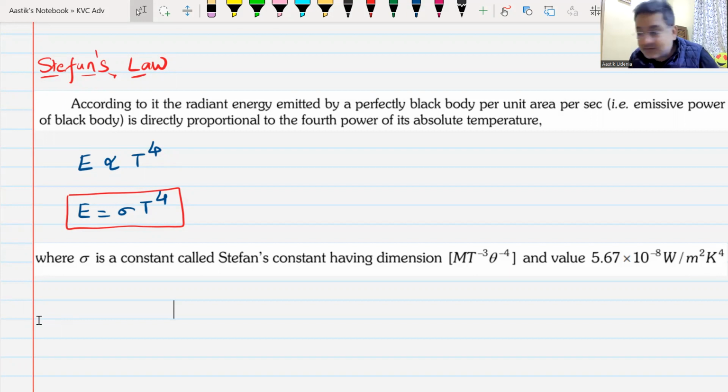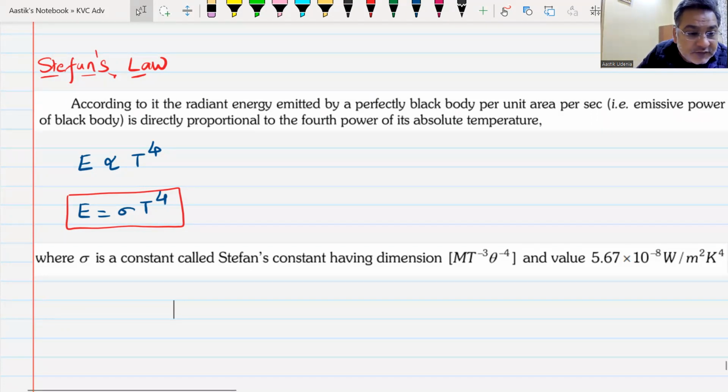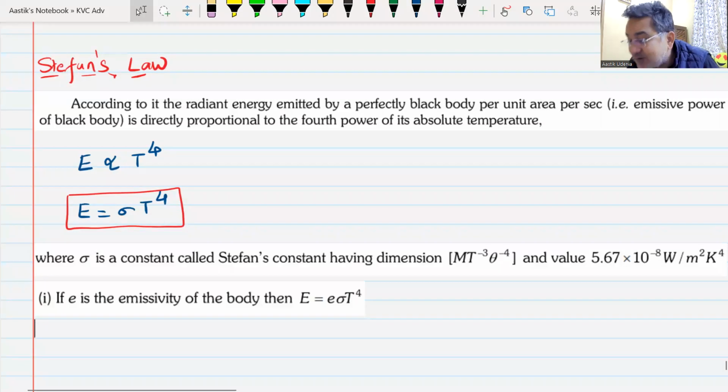For normal bodies which are not black, which are of some other color, then what happens? For any other body, if it is not a black body, how will I get the formula? I will just multiply this by e. Small e. What is this small e?